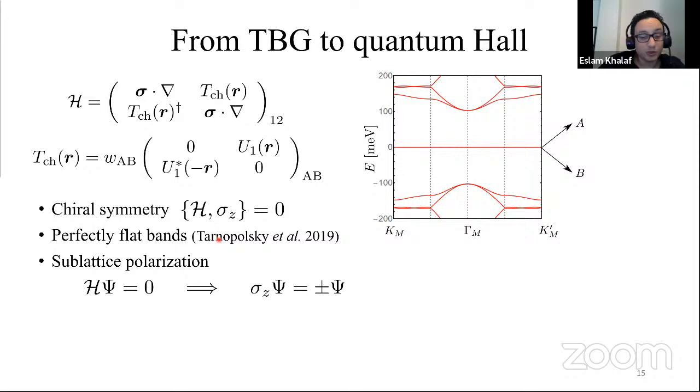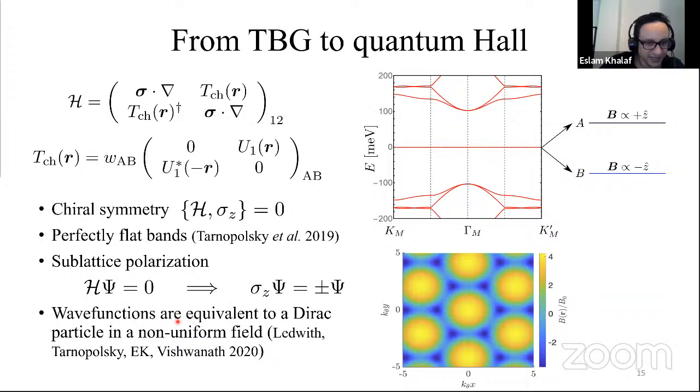It was already noted in the early work that the wave functions of these flat bands, when we look at them in the sublattice basis, are very closely related to the quantum Hall wave functions. And this observation was made more explicit lately in a work by ourselves, where we have shown that not only do they look similar to quantum Hall wave functions, they are exactly equivalent to the wave functions of a Dirac particle moving in a non-uniform magnetic field. This non-uniform magnetic field has an average value of 1 inside the Brillouin zone. And the main observation is that the wave functions localized on sublattice A feel a positive net magnetic field, and the wave functions localized on sublattice B feel a negative magnetic field. So this already tells us that this problem is very closely related to the quantum Hall problem.